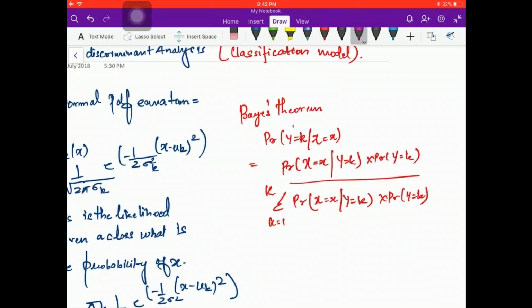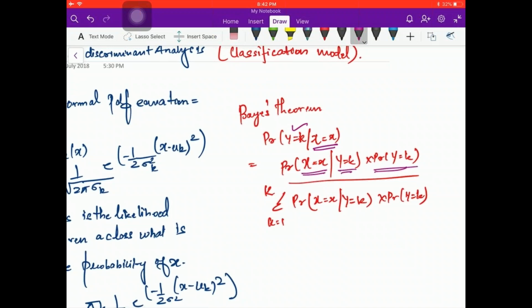Probability of y belonging to a particular class given the features is equal to the probability of x equal to the features in that particular class, into the probability of y equal to that class overall in the data, divided by the sum of k equal to 1 to K of the product of these two.